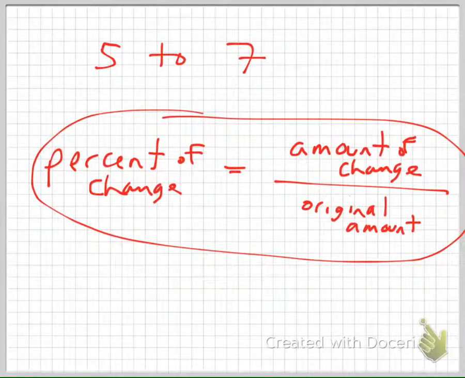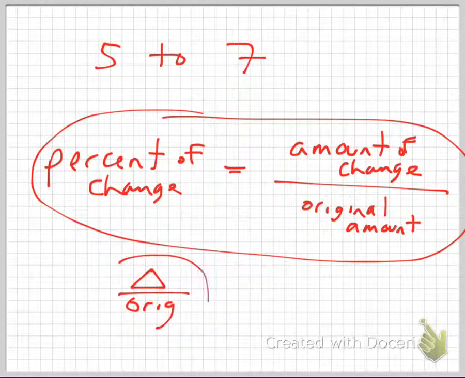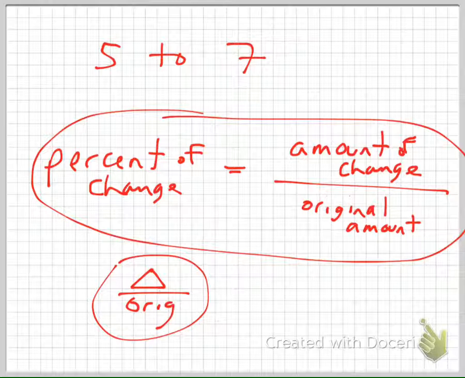Here's how I write it. And you'll need to learn this. This is a term in math that you may not have known. A triangle. You know what a triangle means in math terms? Anybody know what a triangle means? It means change. So you can just say it's the triangle over original. That is the shorthand for this whole formula.